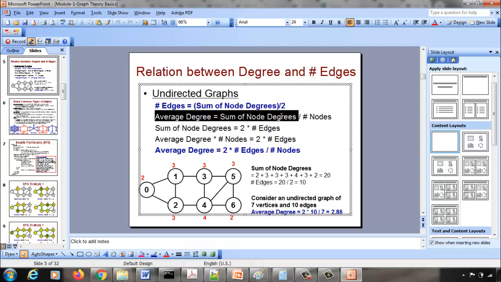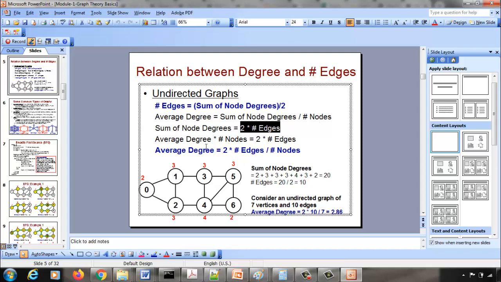And from this relation here, the sum of node degrees is average degree times the number of nodes. This is again cross multiplication. So we have the sum of node degrees in both equations. In one equation you have 2 times the number of edges. In another equation you have average degree times the number of nodes. So just putting things together, we get twice the number of edges equals average degree times the number of nodes.